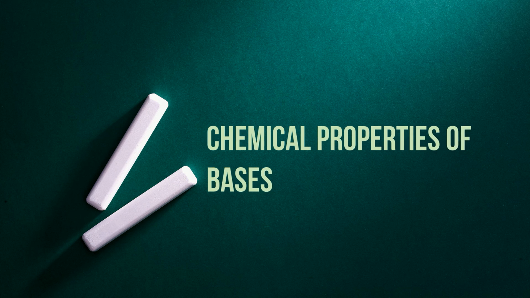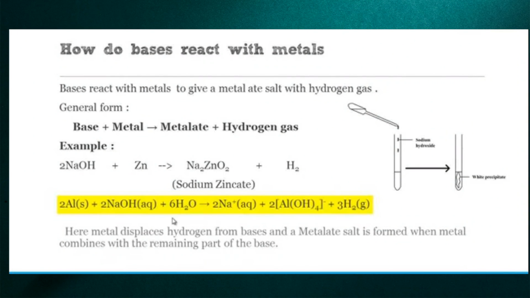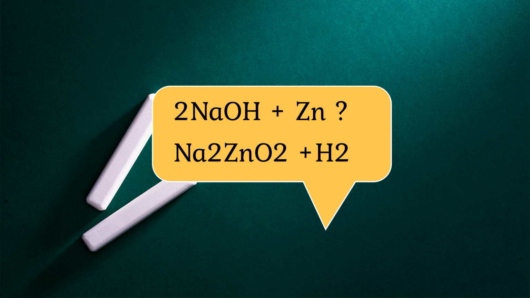Chemical properties of bases. 1. Reaction with metals. Certain reactive metals such as zinc, aluminium, and tin react with alkali solutions on heating and hydrogen gas is evolved. 2 NaOH and Zn give Na2ZnO2 plus H2.